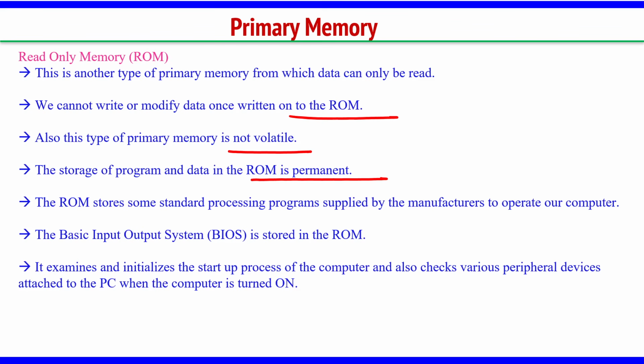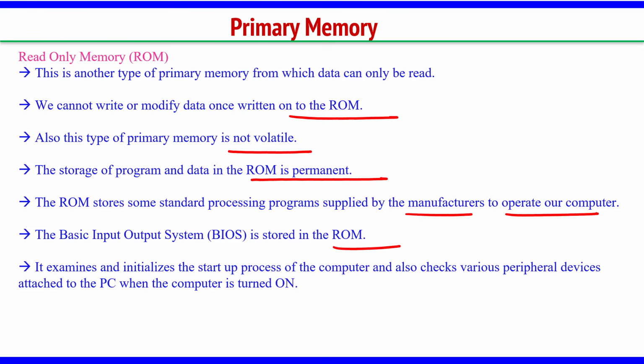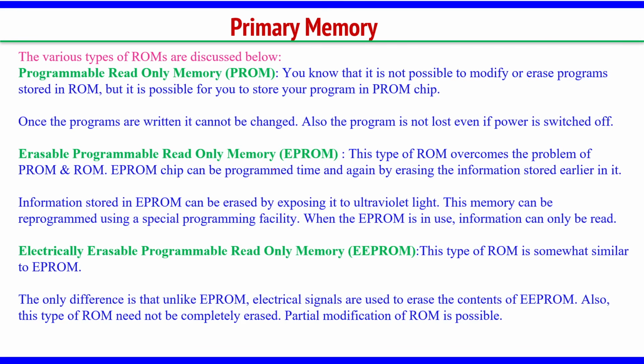Right. The ROM stores some standard processing programs supplied by manufacturers to operate our computer. Basically the BIOS, operating system, let us say in your machine you are installing some operating system, the BIOS data is stored in the ROM. It examines and initializes the startup process of the computer and also checks various peripheral devices attached to the PC when the computer is turned on. So, some specialized programs are stored in the ROM.